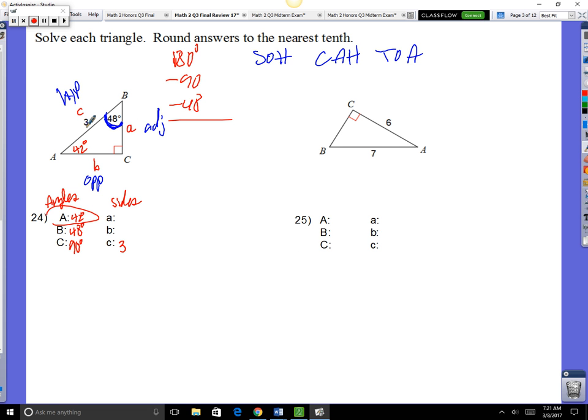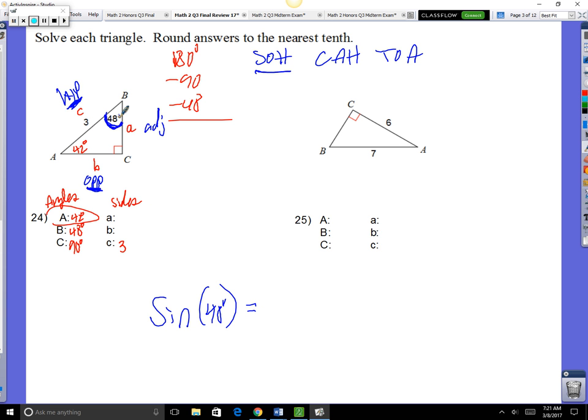Use the 3 because you know what it is. And I'm going to go for B first. So I'm going to use the 3 and this one, which is the opposite and the hypotenuse. And only one of the 3 trigs uses the opposite and the hypotenuse, and that is sine. So the trig is going to be sine from where I'm marking, so sine from the 48 degrees.